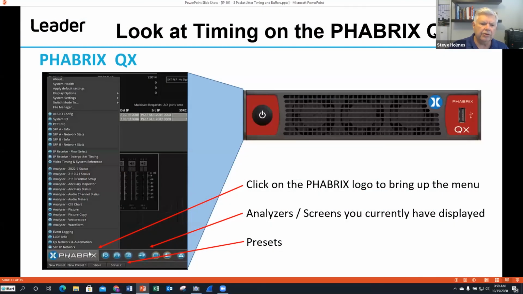Under the QX, you go down and hit the menu down here, you hit the Fabrics logo, and it brings up all the different analyzers for you. The analyzers, you can put on screen and move around, double click them, and they'll change sizes. In the Leader, you can go into the layout, change sizes, and change what you see if you want to go into a multi-view or a single view and actually look at all this stuff.